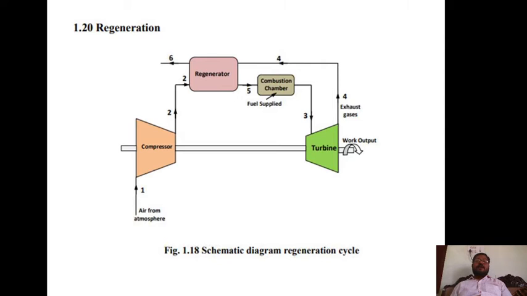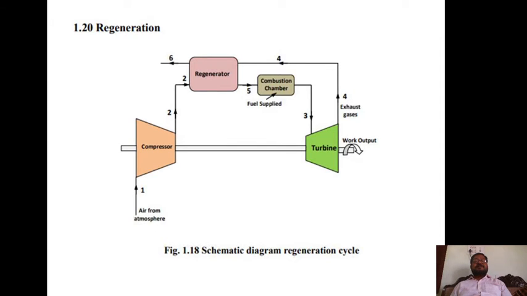Whatever exhaust is going to the atmosphere, instead of leaving it as it is, we pass it through a heat exchanger. Heat exchanger means this regenerator; here we call it a heat regenerator. Regenerator means that instead of heating the incoming air separately, the heat is supplied from the exhaust. The exhaust gas heat goes through the regenerator, hence heat exchange takes place. This is the example I'll give you.